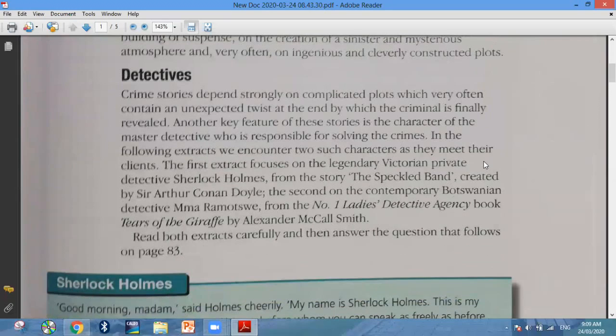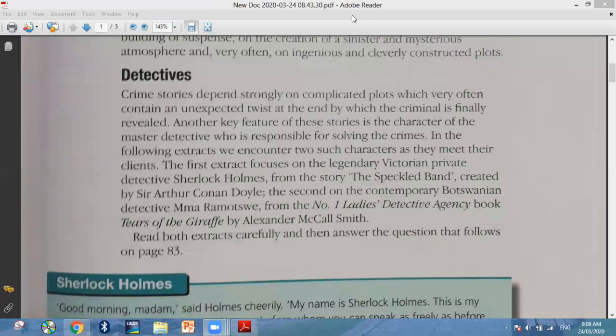Now, the second part of this page is an introduction for the reading text. Crime stories depend strongly on complicated plots, which very often contain an unexpected twist at the end by which the criminal is finally revealed. So detective stories contain complicated plots, intricate actions, and at the end, the criminal must be revealed, okay? Another key feature of those stories is the character of the master detective, the most important character in the detective story, who is responsible for solving the crimes.